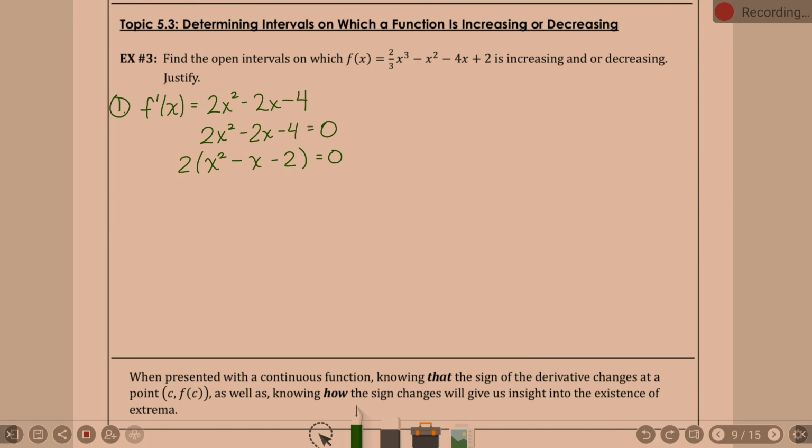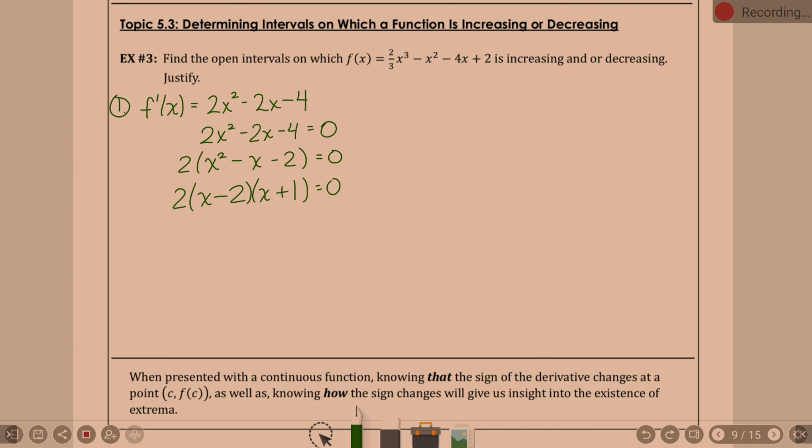Okay. Could we just divide that 2 out? Yeah, you can in this situation. It's an equation. You can divide it out. That 2 is not going to mean anything because it has no variable. Okay, continue. Did you factor more? X squared minus x minus 2, so 2 times x minus 2, x plus 1.